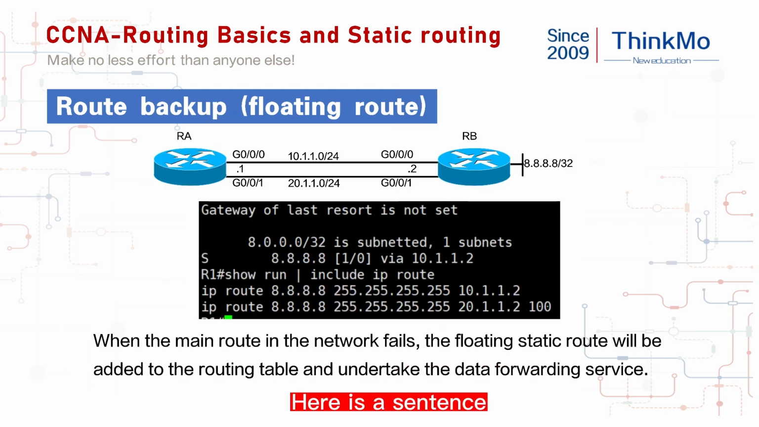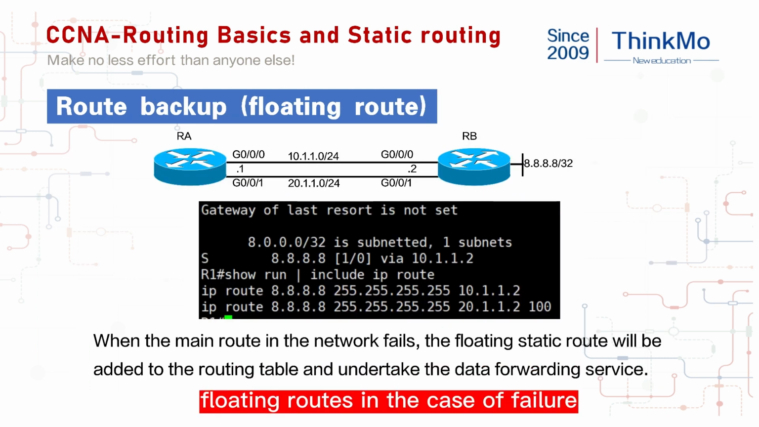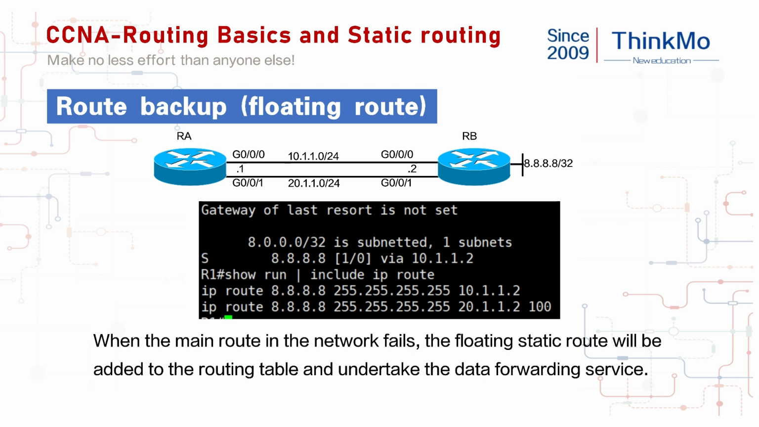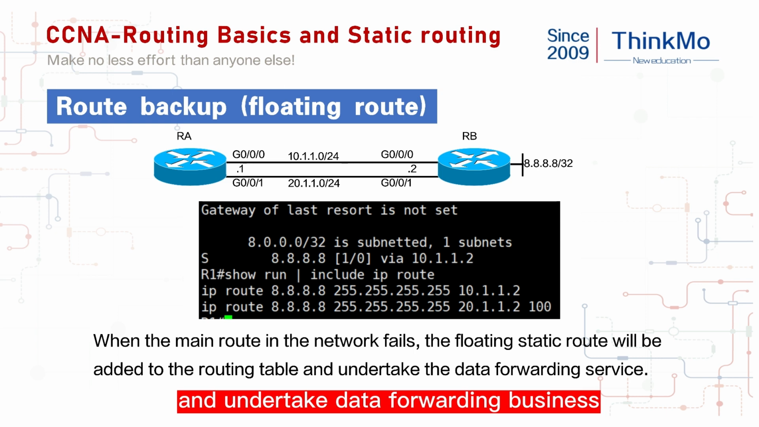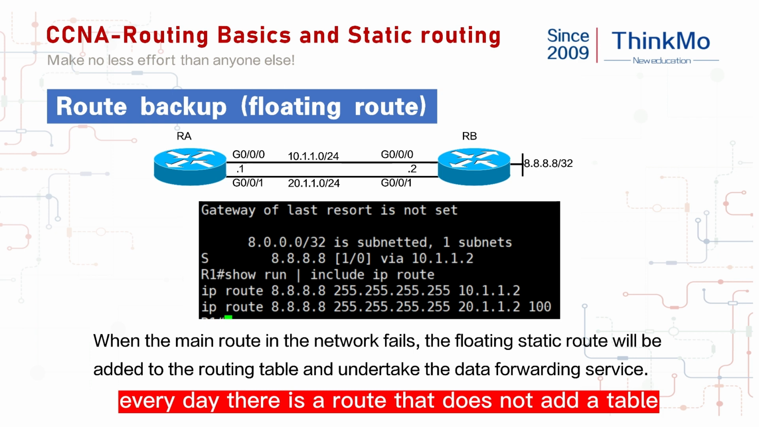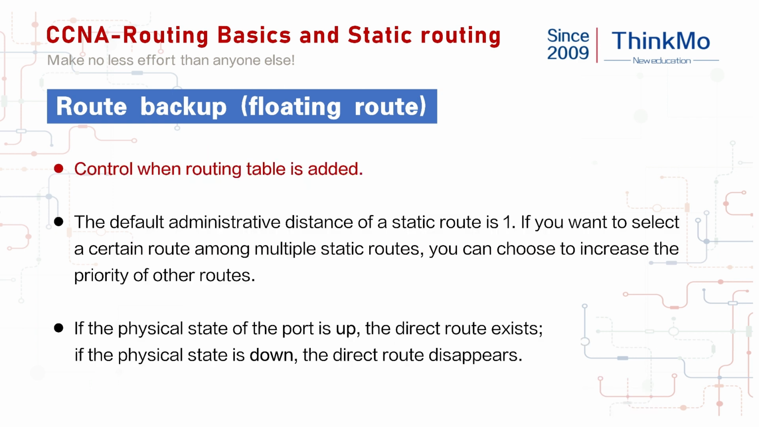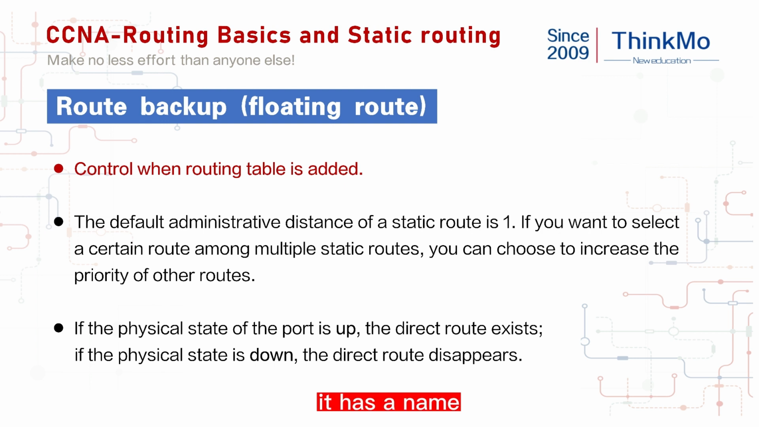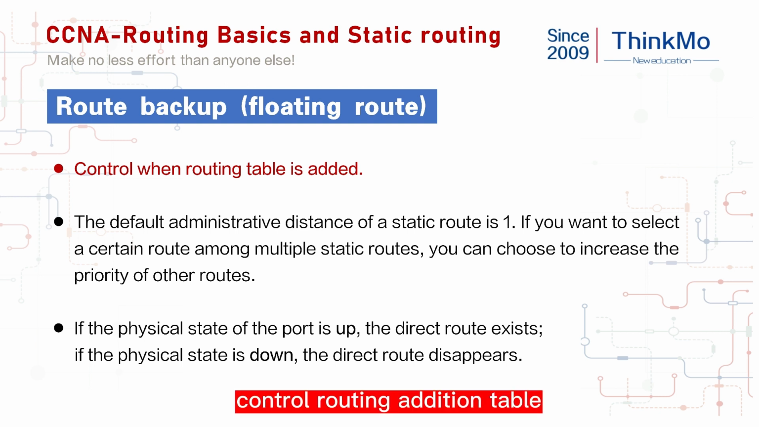Here is a sentence: a floating route, in the case of failure of the main route in the network, will be added to the routing table and undertake the data forwarding business. That means that every day there is a route that is not added to the table. This route is called a backup route. It has a name: floating route. When it comes to the routing table, we can control it. Control the routing addition to the table.